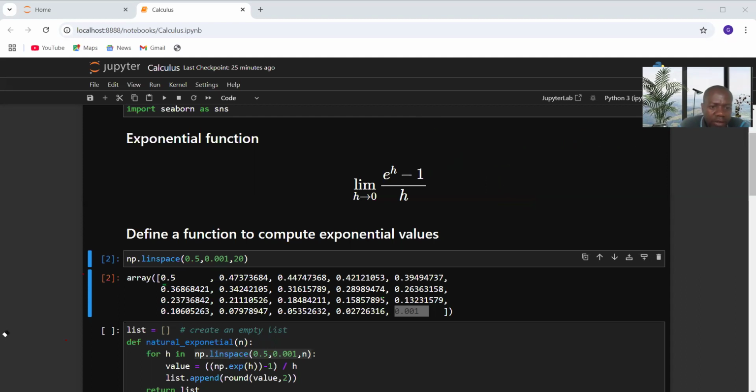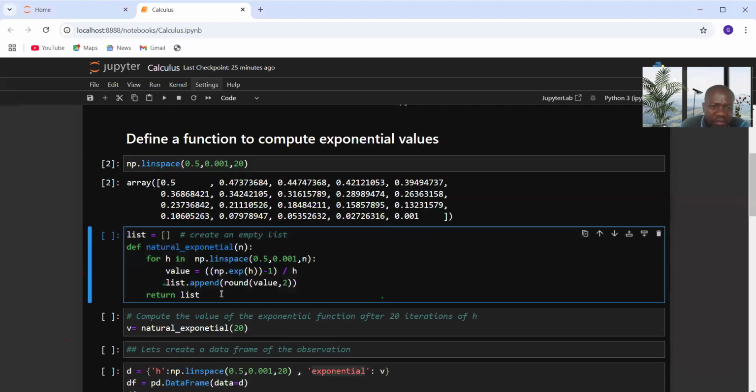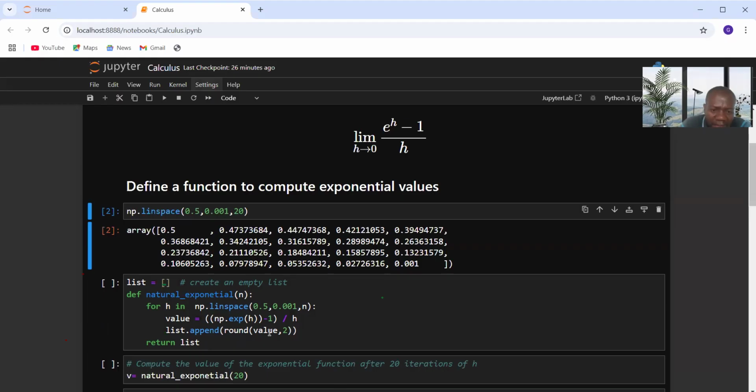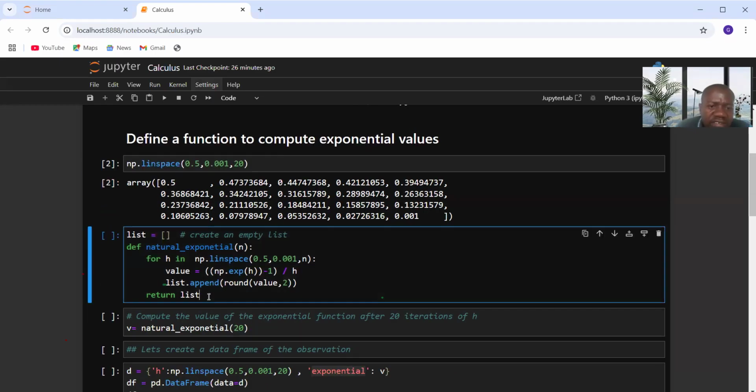Okay, now what I've done here is I just created an empty list. From the definition, I will say for any value of h that is inside this linspace, I want the function to take every value of h, substitute into the function, which is the one that I just mentioned there, and append each value inside the list, then print the values. So now I'll just run this. Let's run this.